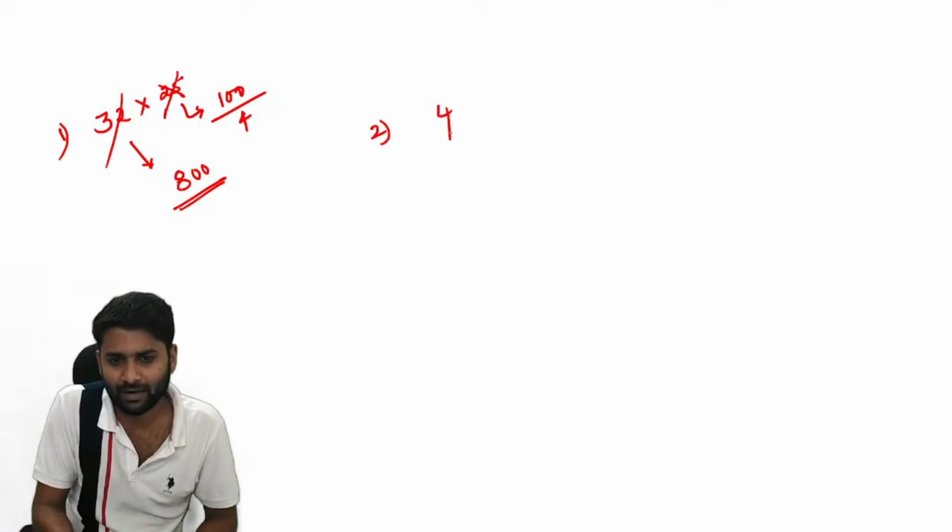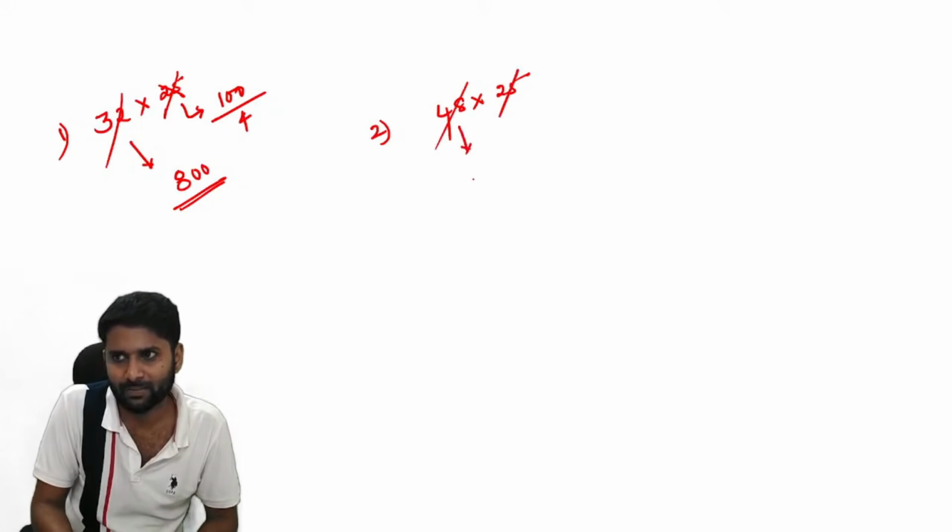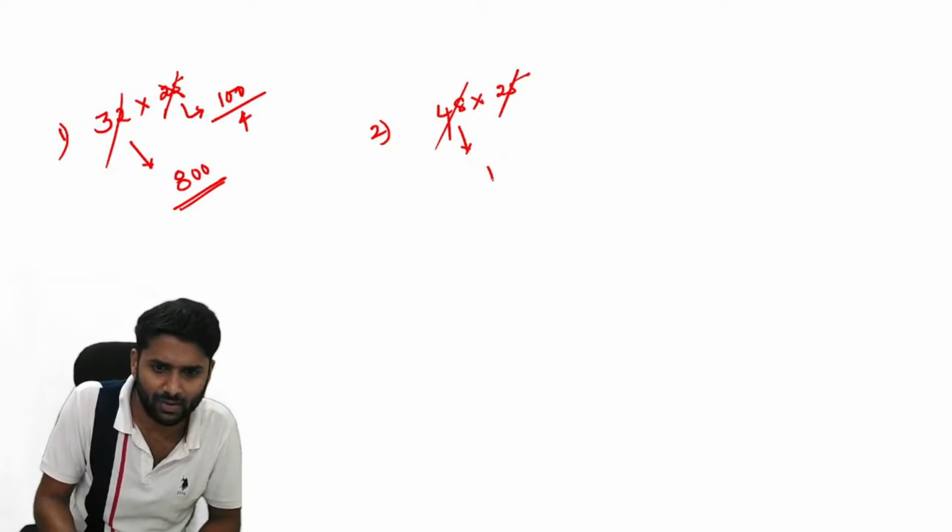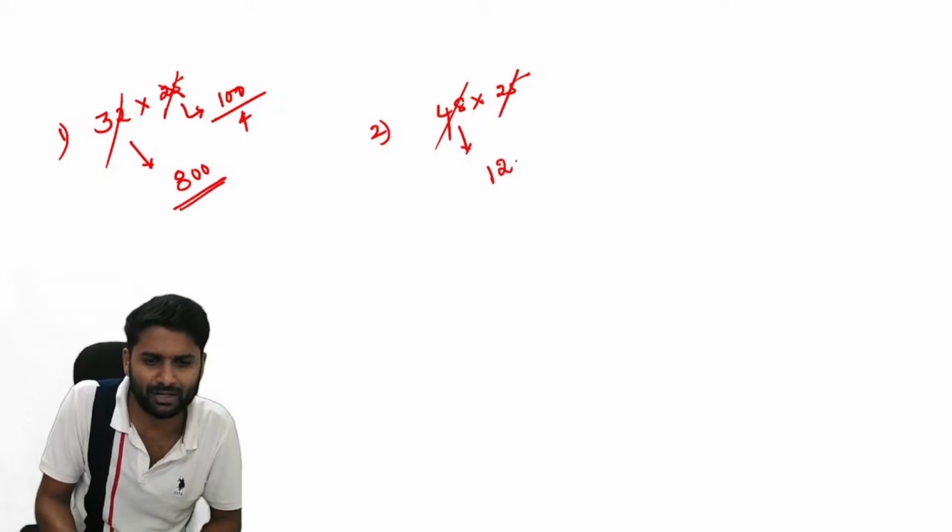Let's do 48. If 48 is multiplied with 25, same way, 48 divided by 4 is 12. And if you multiply with 100, then the resultant is 1200.